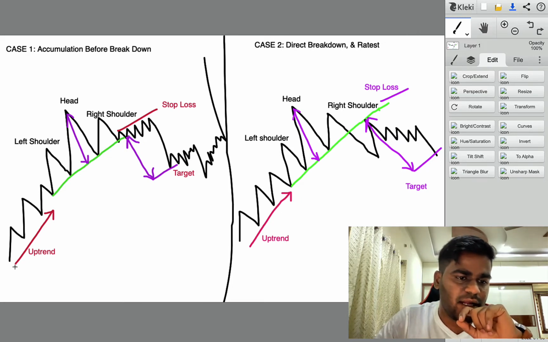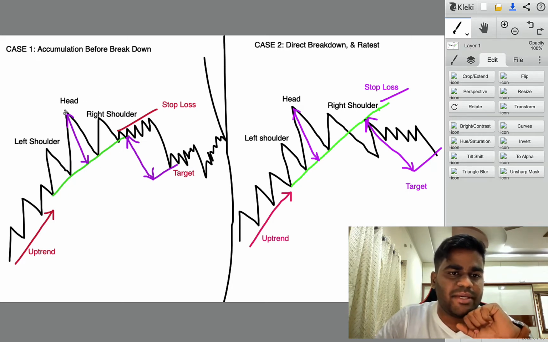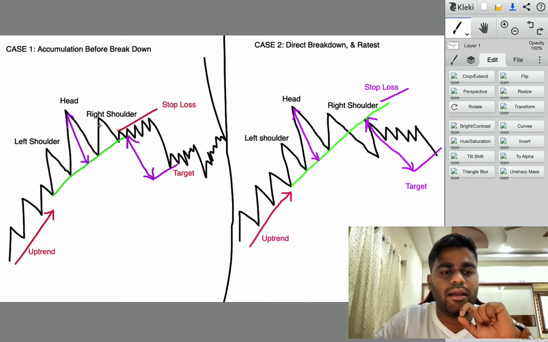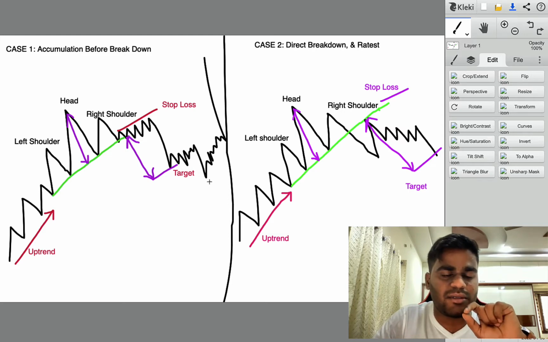If the stock is in a complete uptrend, going up and up, you will see a left shoulder, a head, a right shoulder, and a neck. This is the basic analogy of a head and shoulder pattern. Whenever you see this pattern, just be ready. Maybe this stock will go in the opposite direction. If it is in an uptrend, then as soon as it breaks the neck of this pattern, maybe it will go into a downtrend. That's the basic logic of the head and shoulder pattern.